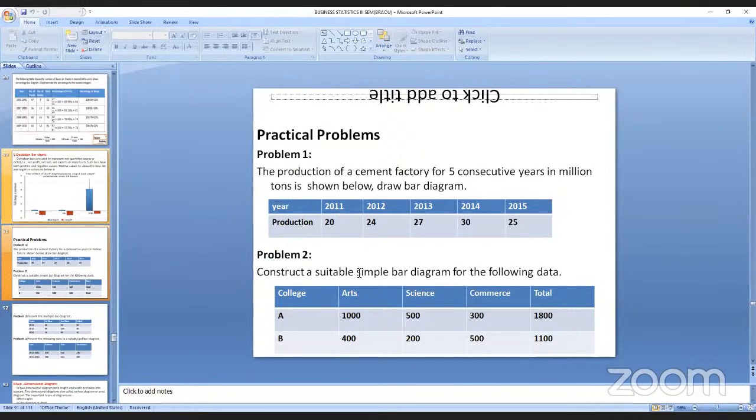You have to do the homework. Question number 1: the production of cement for 5 consecutive years in million tons is shown, and draw the bar diagram. Only bar diagram. Simple bar diagram and bar diagram are both the same. The next one is also the same kind of problem. You take the screenshot and complete your homework. I'll be asking that tomorrow.